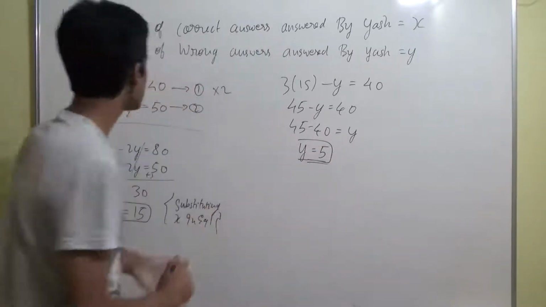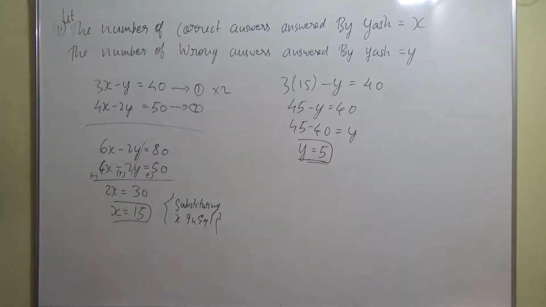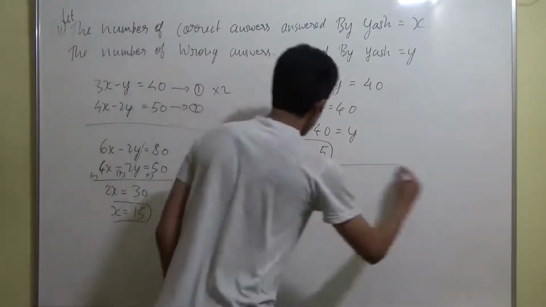So Yash has answered 15 questions correct and 5 questions wrong. Getting it guys? This is the final answer. So before concluding it, let's verify it once.